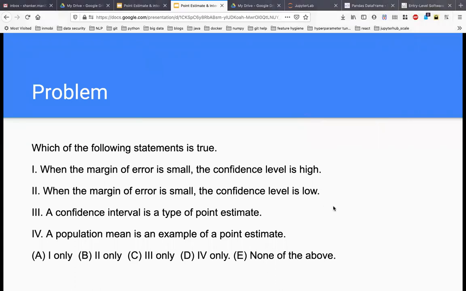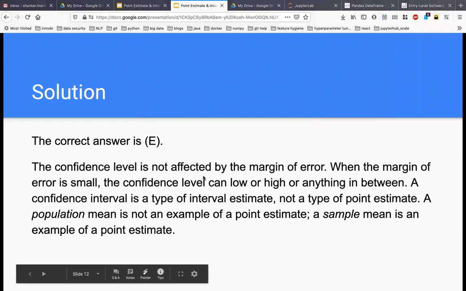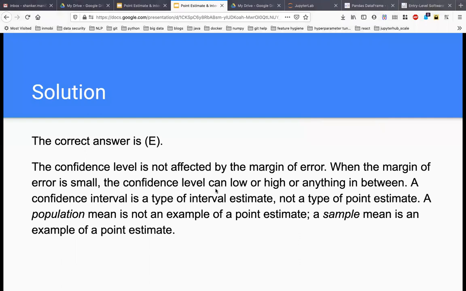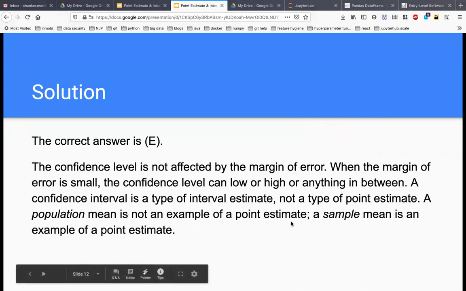The confidence level is not affected by the margin of error. When the margin of error is small, the confidence level can be low or high or anything in between. A confidence interval is a type of interval estimate, not a type of point estimate. A population mean is not an example of point estimate. A sample mean is an example of point estimate.